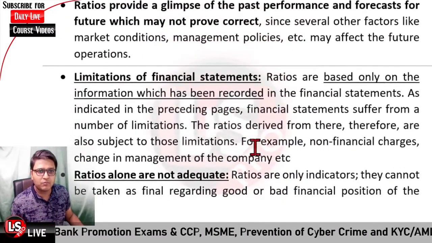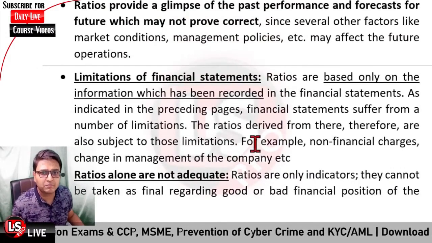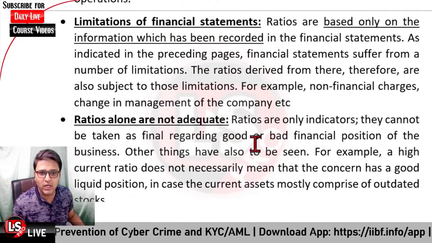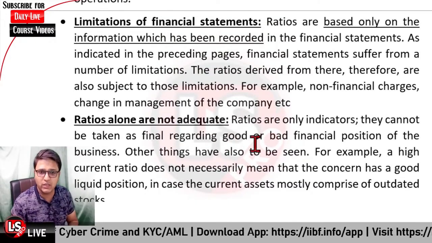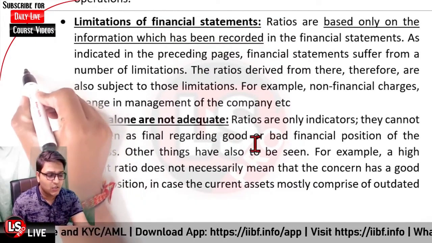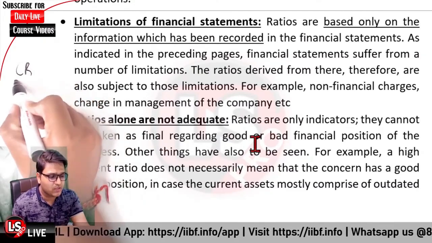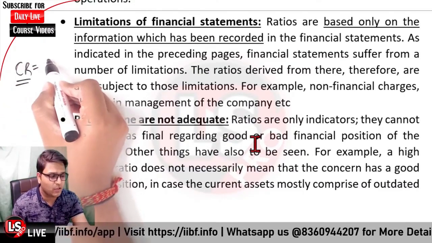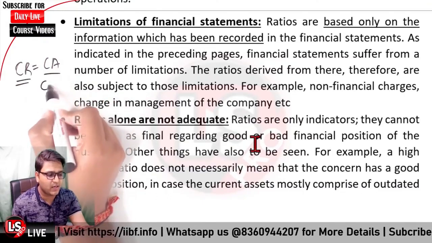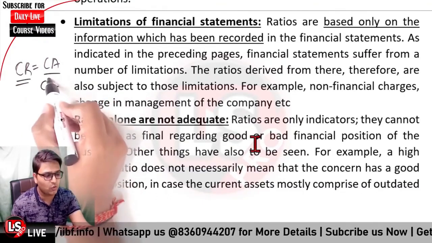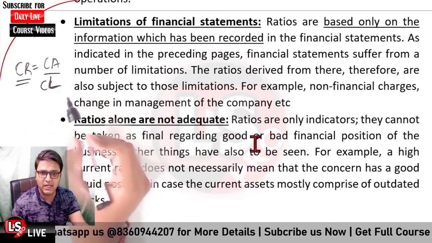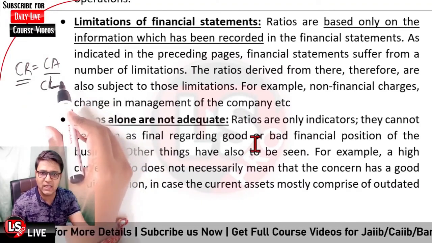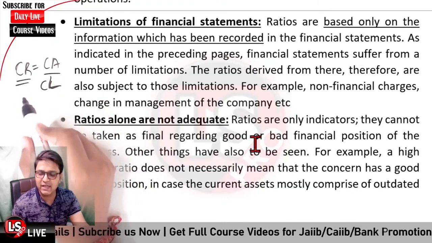And further it is regarding ratios alone are not adequate. These are not adequate. Let me give an example regarding it. So current ratio, which is a liquidity ratio or short-term solvency ratio, is basically equal to current assets divided by current liabilities. And further it is always better that you have current ratio, it is having a positive trend.